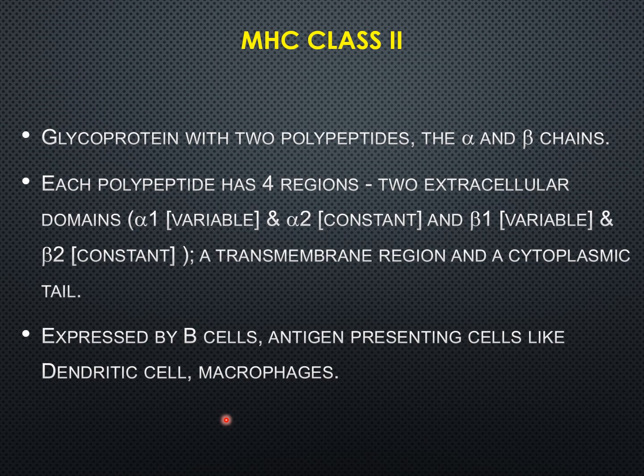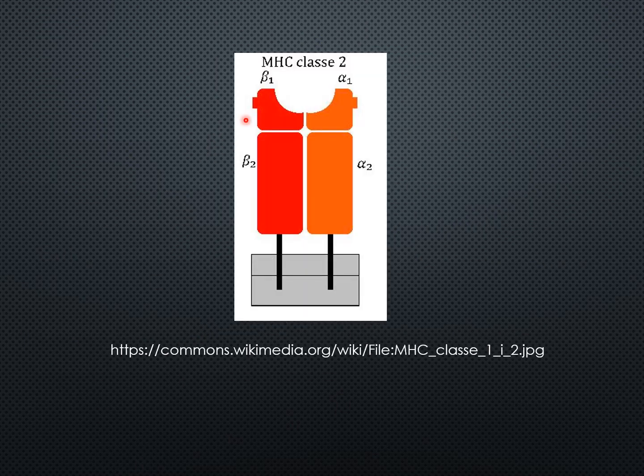In contrast, the MHC class 2, as I mentioned earlier, has restricted expression in B cells, activated T cells, antigen presenting cells like dendritic cells, macrophages, etc. So this has two chains, an alpha chain and a beta chain, which together form a cleft through the alpha 1 and beta 1. So this cleft is where the peptide will be bound.